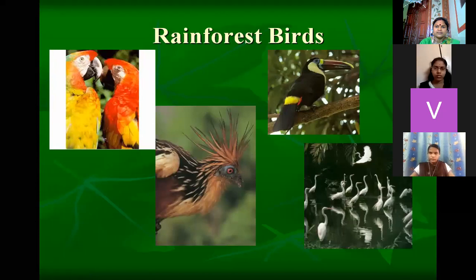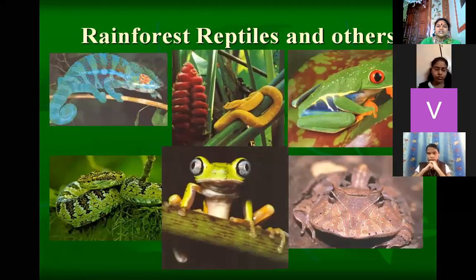Look at the birds which are found in rainforests, colorful parrots, then storks, kingfishers, and some other birds we could see here. Look at the reptiles, green snakes, frogs, then all the other types of frogs, then chameleon, okay. Then all the other reptiles we could see here.